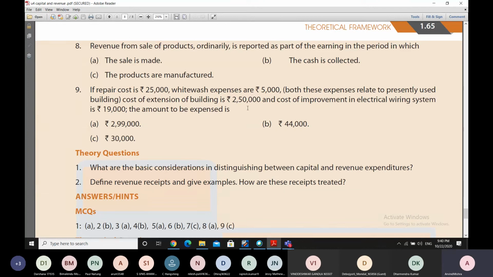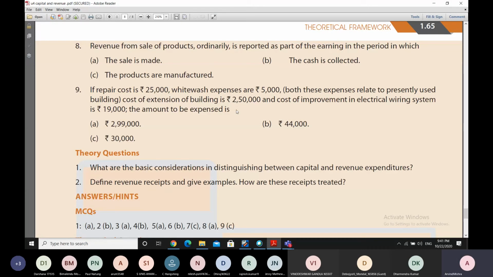Now we have to determine how much amount has to be expensed. When we say how much amount has to be expensed, what we mean is how much amount has to be debited to the profit and loss account. How much amount will be taken as the expenditure of the current year.